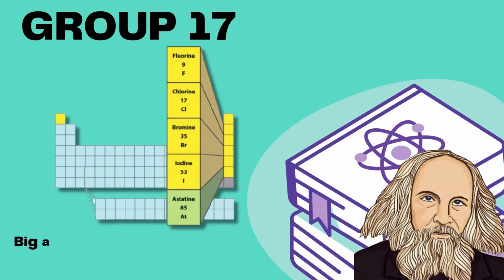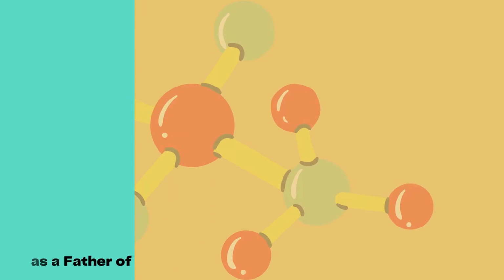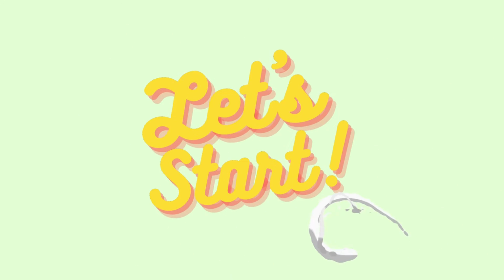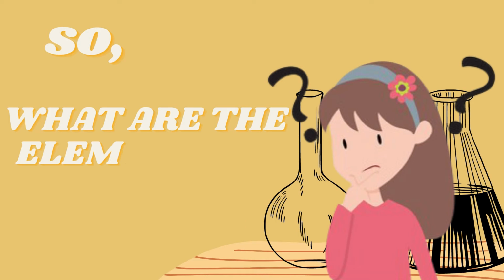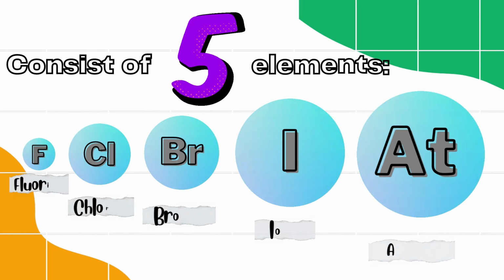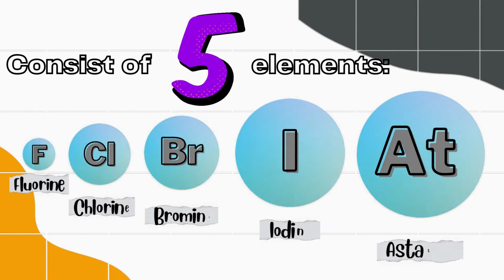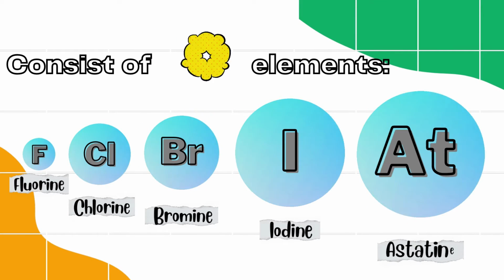Here, I will share with you about the main element groups, which is group 17. Group 17 is also known as the halogen group. Okay, so let's start. Firstly, what are the elements of group 17? As you can see here, group 17 consists of 5 elements, which are fluorine, chlorine, bromine, iodine, and astatine.